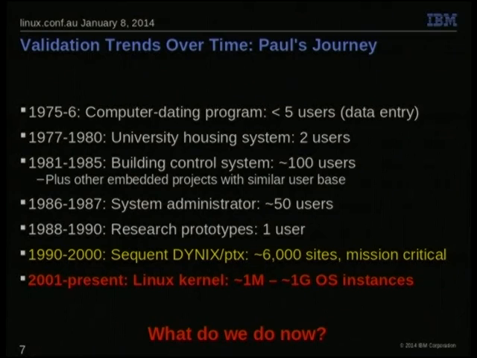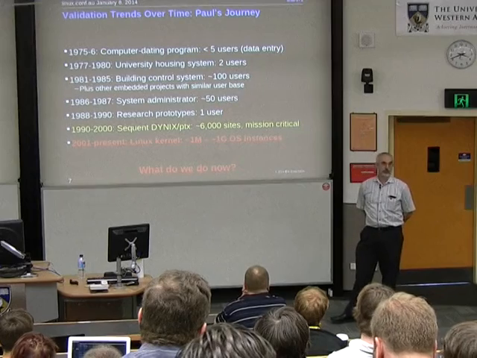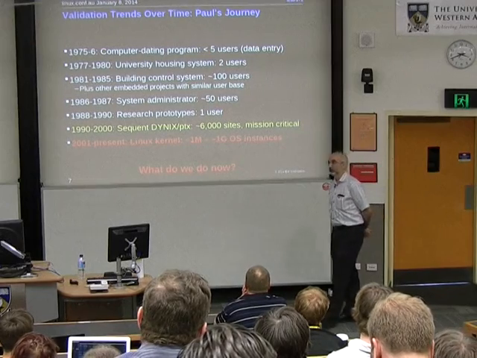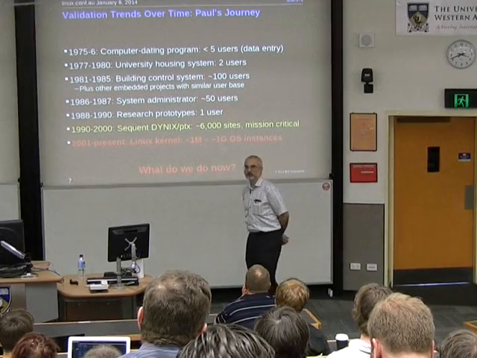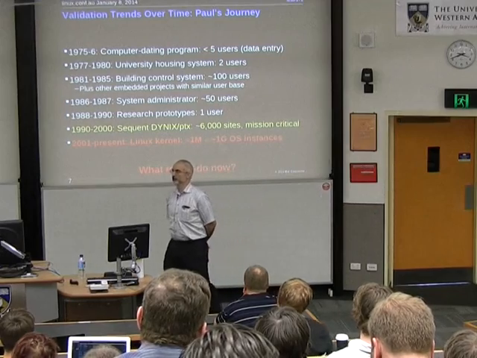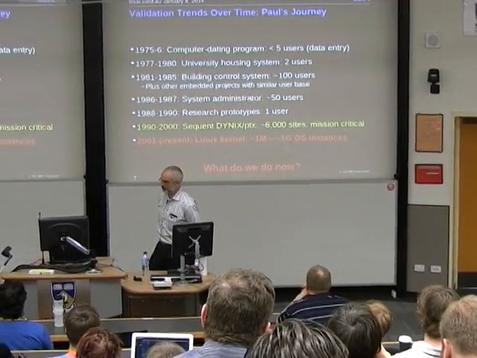Going from about 10,000 to about 1 billion is 5 orders of magnitude. And that might possibly require some changes in the way we do validation, maybe.